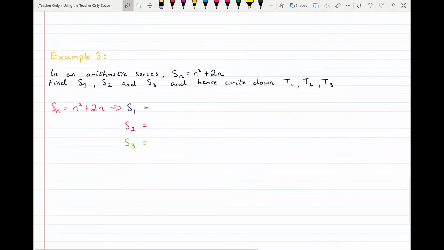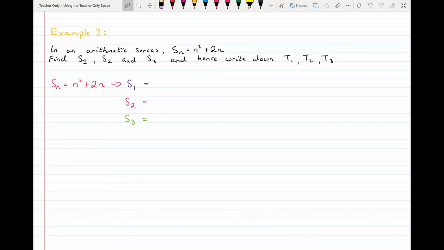The third example, the final one. In an arithmetic series, Sn equals n squared plus 2n. Find S1, the first sum, S2, the sum of the first two terms, and S3, the sum of the first three terms. And hence write down term 1, the first number, term 2, the second number, and term 3, the third number. So S1 is going to be where we replace all the n's with 1. So it becomes 1 squared plus 2 times 1. 1 squared is 1 plus 2 is 3. So the sum of the first one number is 3, so term 1 is going to be 3.